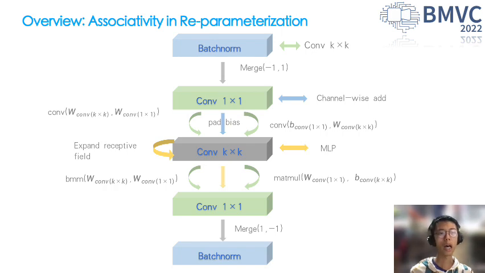Here is an overview of the associativity in reparameterization. The batch normalization layers, convolution, and their associations indicate that the different linear layers could be merged into one.